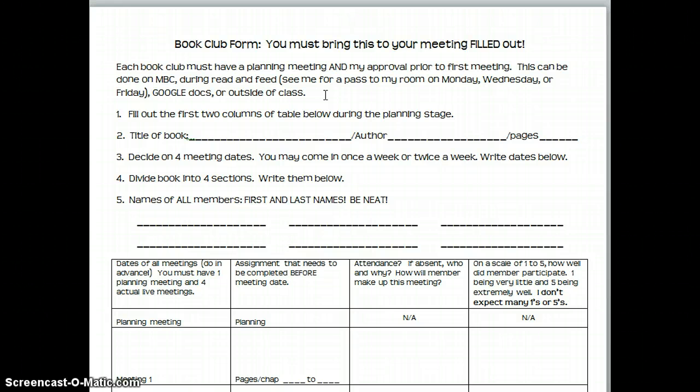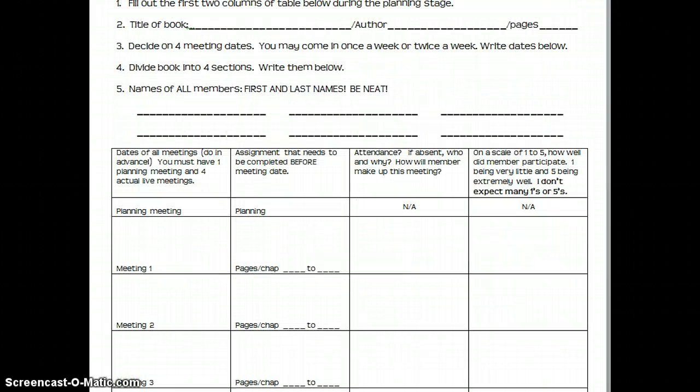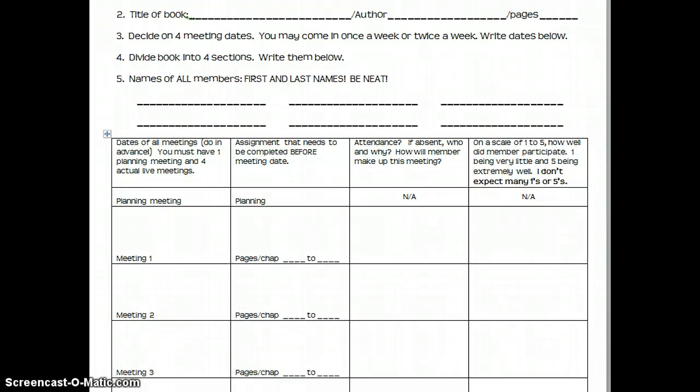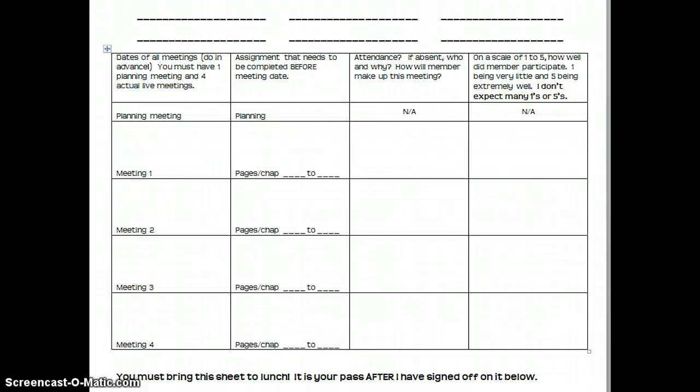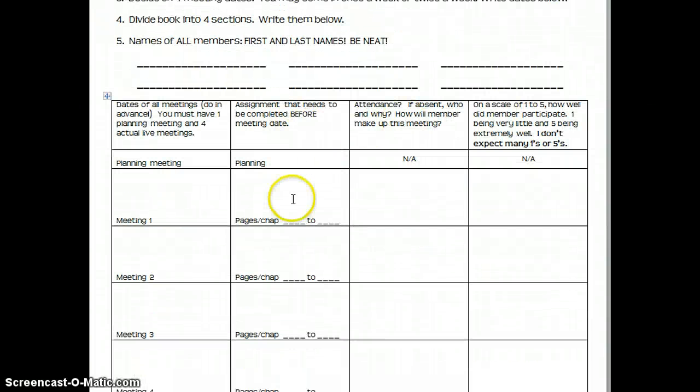You can see me for Past My Room if it's Monday, Wednesday, or Friday. You can create a Google Doc where you are all working on it, or outside of class. You're going to need to fill out the first 2 columns of the table below during the planning stage. So here, this is a column. You will discuss the dates of your meeting. For the planning meeting, you'll just put whatever date here, then meeting 1, 2, 3, and 4, which is below.